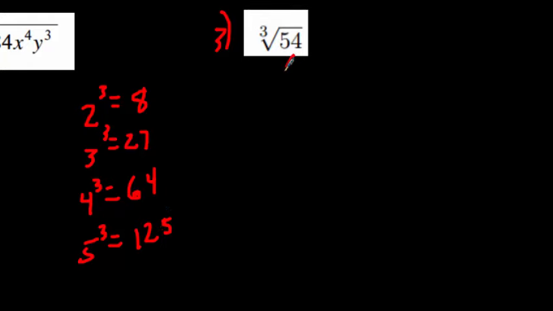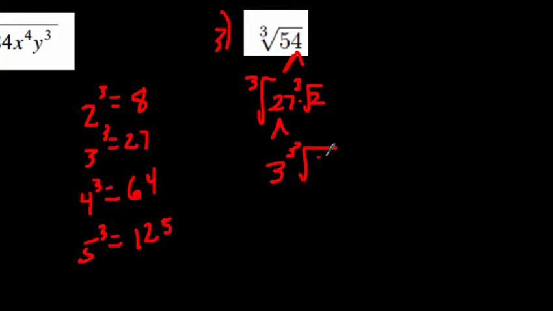So I could say, well, this can be broken down. I know 54 is the same thing as 27 times 2. And if I do the cube root of those, the cube root of 27 is simply 3. So this gives me 3 cube root of 2. So that one's pretty quick and efficient to do that way.